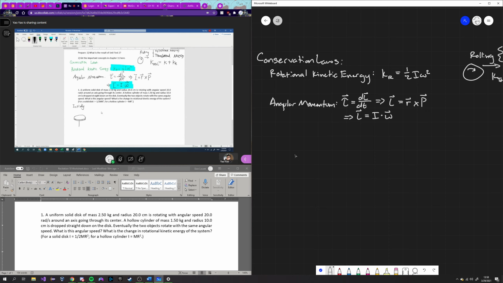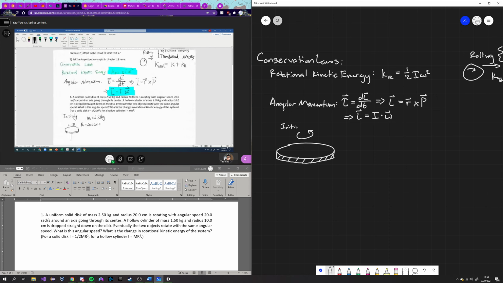With the axis in the center. And for this uniform solid disk, it has already provided us the mass. So the mass is 2.500 kilogram. And it also provided us with a radius, R1 equals 20.0 centimeter.